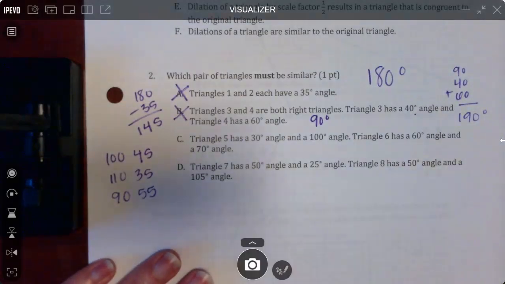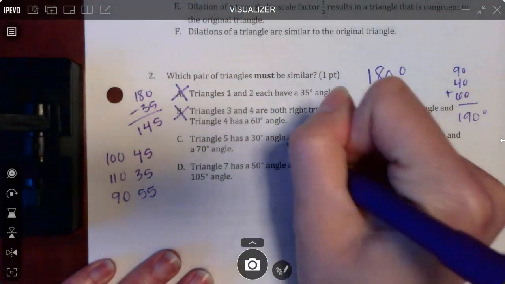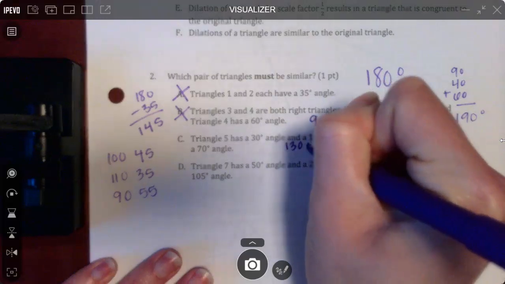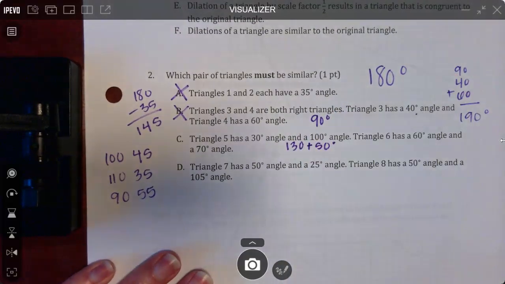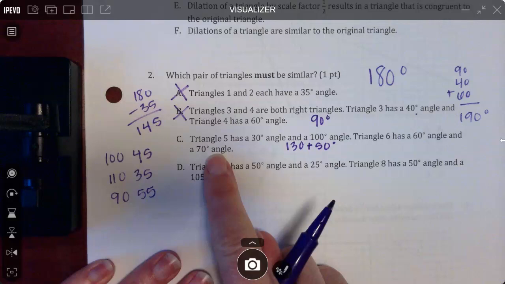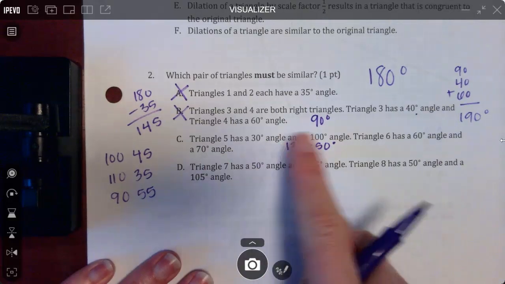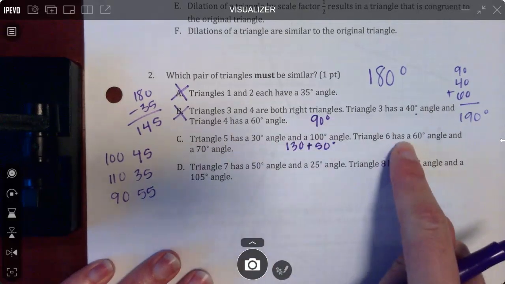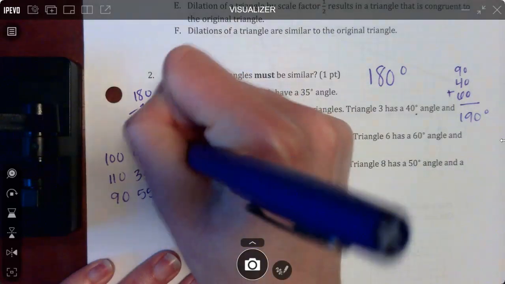Triangle 5 has a 30-degree angle and a 100-degree angle. So that triangle right now is at 130. They need a 50 to make sure that that's going to work. Well, triangle 6 has a 60 and a 70. Neither of these angles match these angles. So I already have 4 angles that don't match. A triangle has 3 angles, so I'm already out of luck. So that's not going to work either.